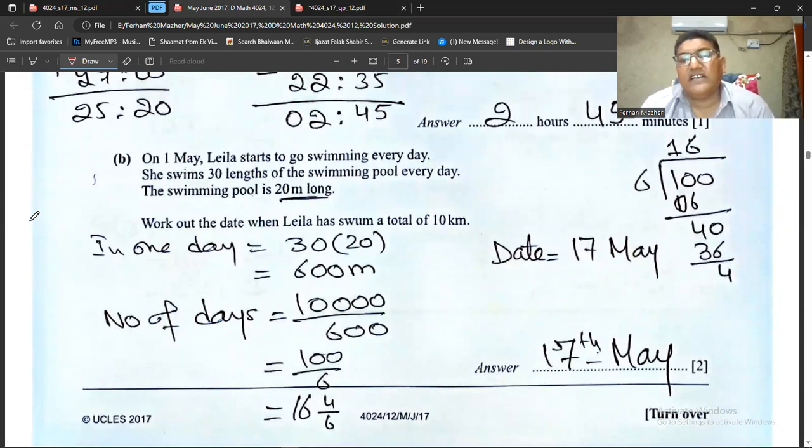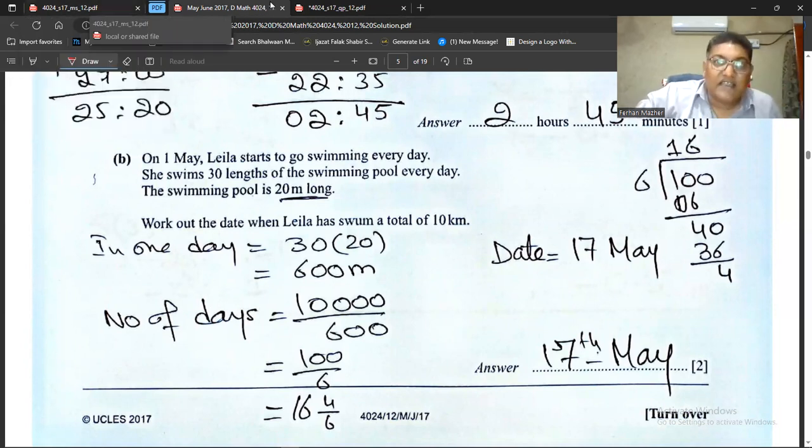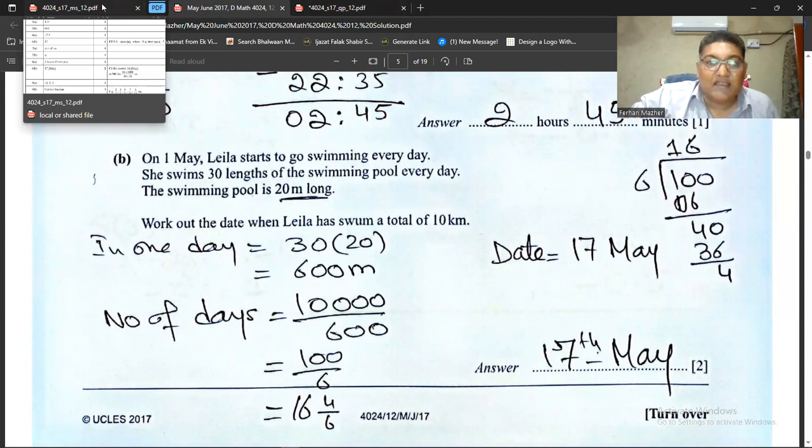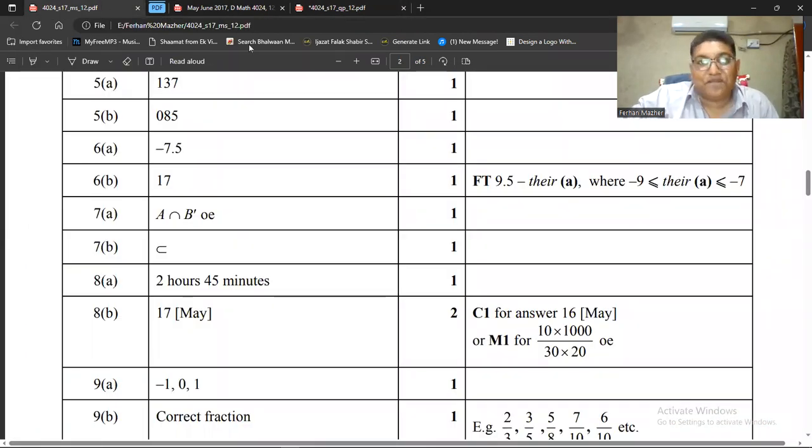So for the number of days needed, you want to complete 10 kilometers, which means 10,000 meters, divided by 600 meters. So you will get 100 by 6, and that is 16 whole 4 by 6. So it means she needs 17 days. She started on the 1st May, so the day when she will complete this task will be 17th May. This task will not be completed on the 16th day. You have to go beyond the 16th day. So it will be done on 17th May.